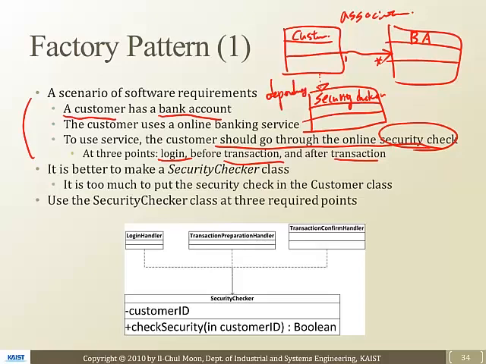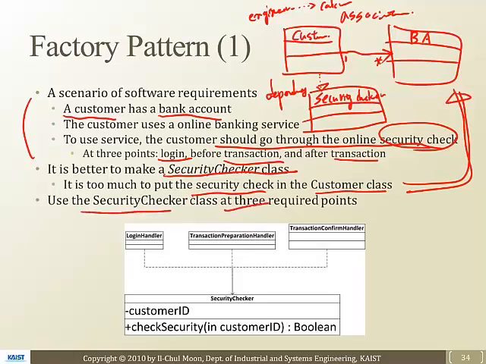And this is like an engineer using a calculator or something like that, right? And the customer uses the security checker. And in that case, it is better to make a security checker class, right? It is too much to put a security check in a customer class, right? That's what we have drawn so far. And then use the security checker class as the required points, right?